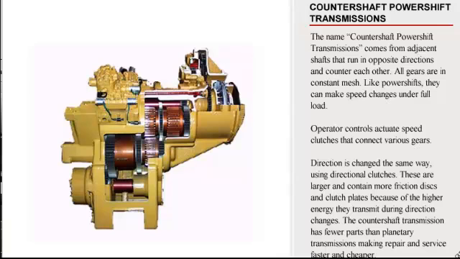These are larger and contain more friction discs and clutch plates because of the higher energy they transmit during direction changes. The countershaft transmission has fewer parts than planetary transmissions, making repair and service faster and cheaper.